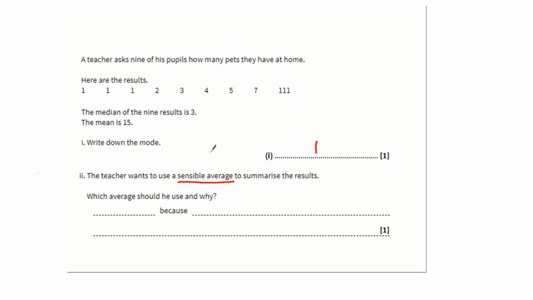I would say it's not representative of everybody's scores. So what I would use instead is the median, because it doesn't take into account this really extreme value like the mean does. To work out the median, you put them in order, which they are, and then you find the middle value. So what I would put here is the median.